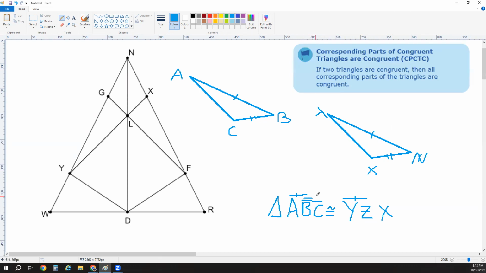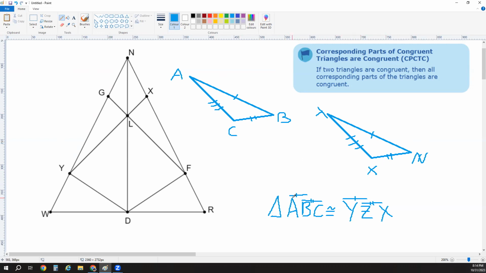BC is congruent to X and Z, right? And then AC, it's not going to be shown on there because it would be like over here and over here, right? It's congruent to YX, right? So those are the three sides, right?